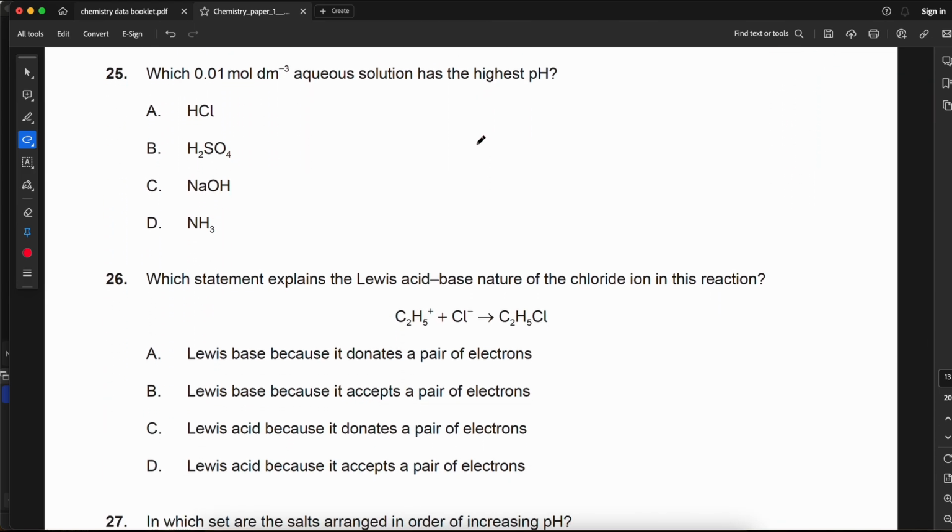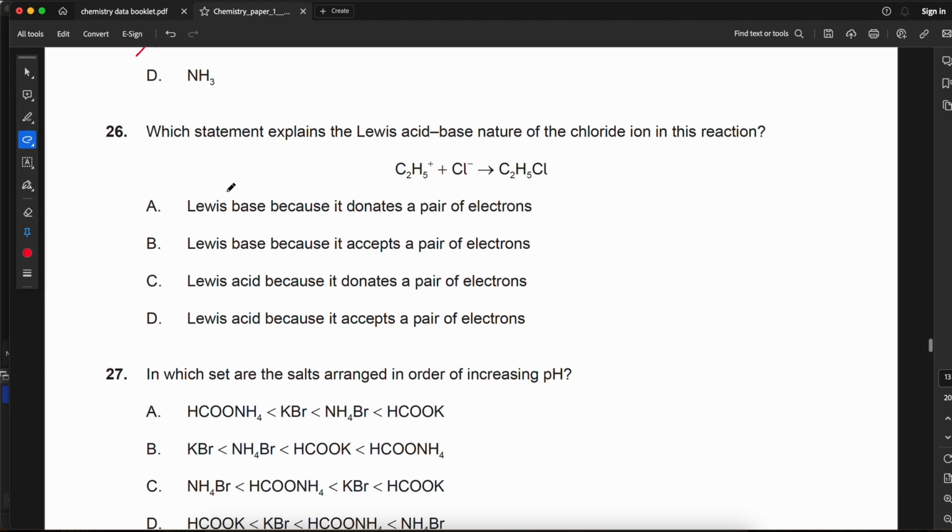Which 0.01 mole aqueous solution has the highest pH? When it comes to the highest pH, you directly think that it is either a weak acid or strong base or weak base, but it should be a base. So the bases among these are NaOH and NH3. But why do we choose NaOH? Because NaOH is a strong base, so it completely dissociates or fully dissociates, but NH3 only partially dissociates. Okay.